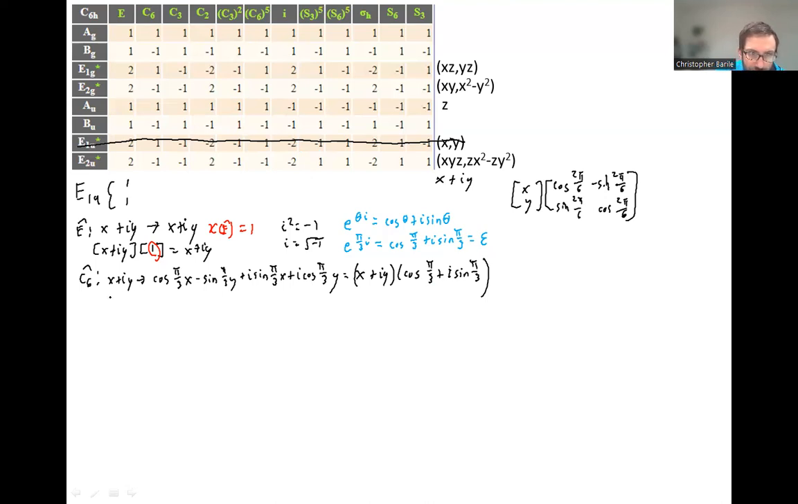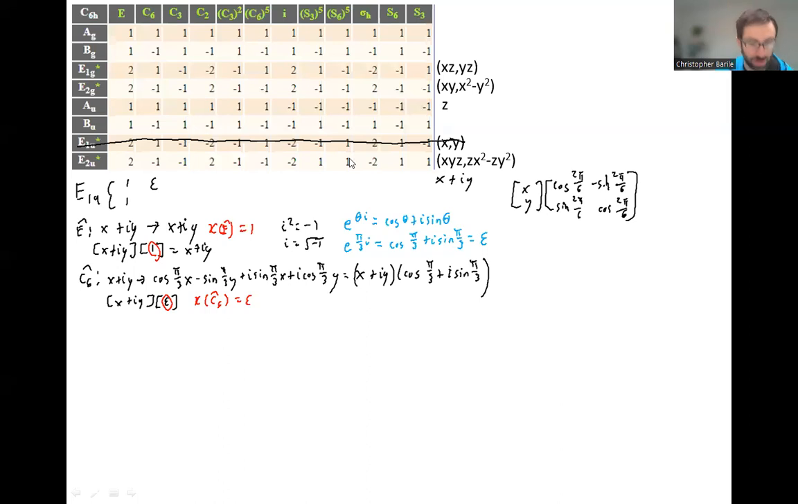And so now we figured out that actually we have a 1-by-1 matrix that explains this transformation. C6 takes x plus iy and times it by epsilon. And so now we take the character of this matrix, the sum across the diagonals, of only a 1-by-1 matrix, and we get that chi of the C6 transformation is just equal to epsilon. And so we can put that right here in our character table.